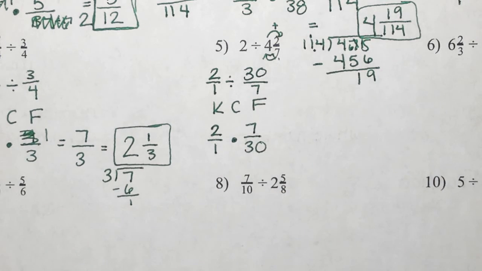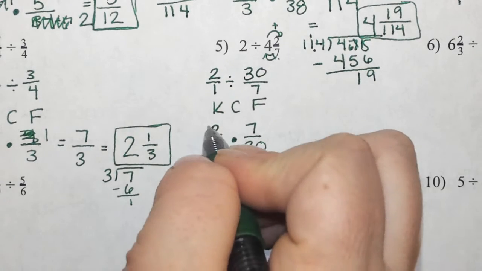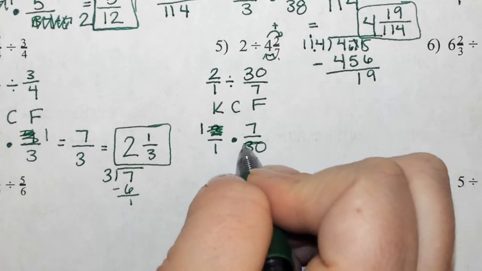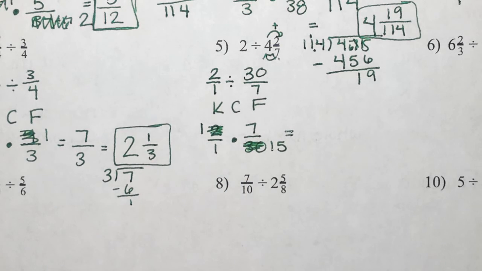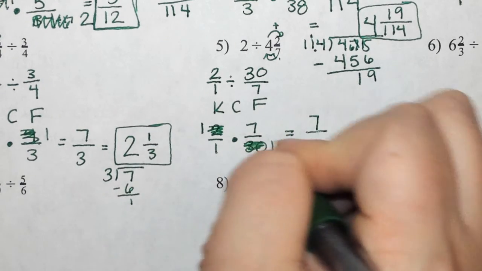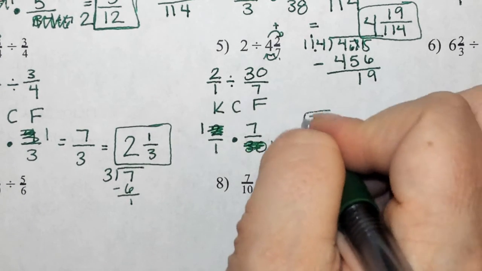All right. Do y'all see anything here that'll simplify? 2 and 30. What can go into 2 and into 30? 2. Because what's the only thing that can go into 2? 2. So 2 divided by 2 is 1. 30 divided by 2 is 15. Okay. So 1 times 7 is 7. 1 times 15 is 15.